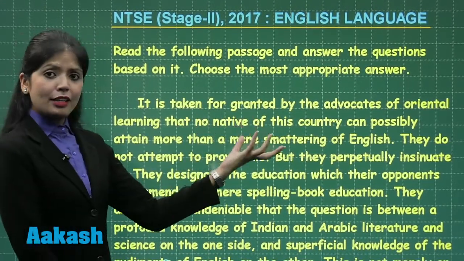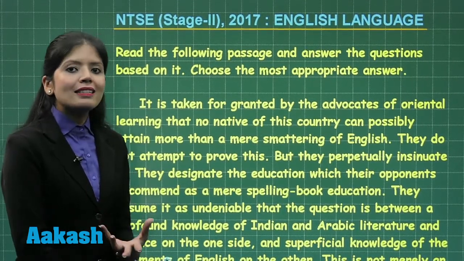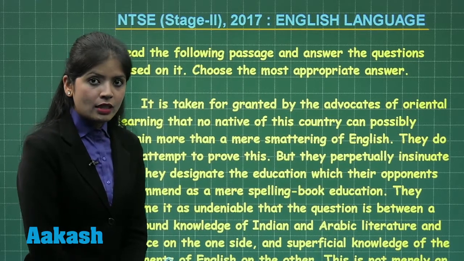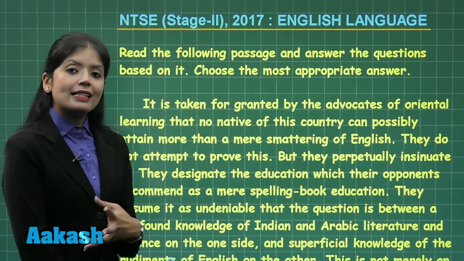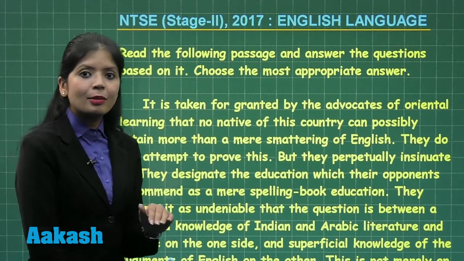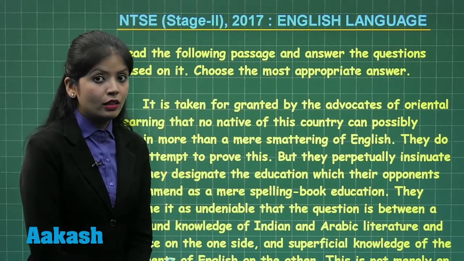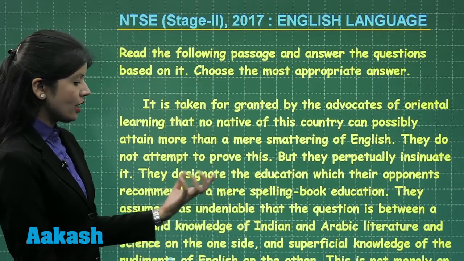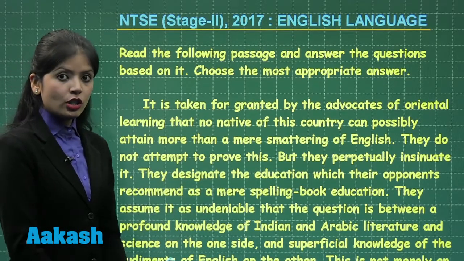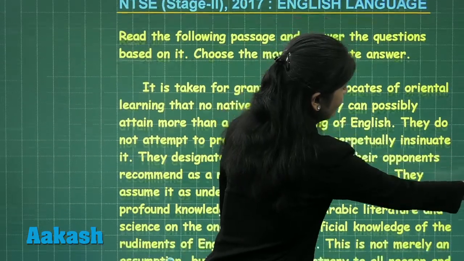The passage itself is an explanation coming from an author who feels that Oriental advocates mostly assume that English is understood as something which is only learnt by non-native speakers at a superficial level. This idea he puts forward as an assumption given in the passage. He tries to explain this by saying these few lines.